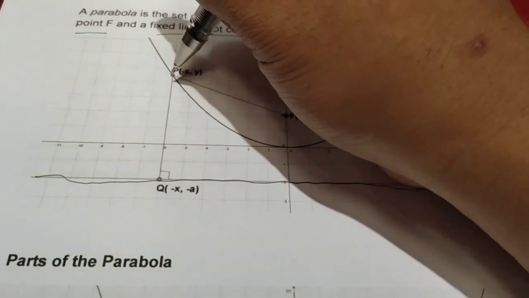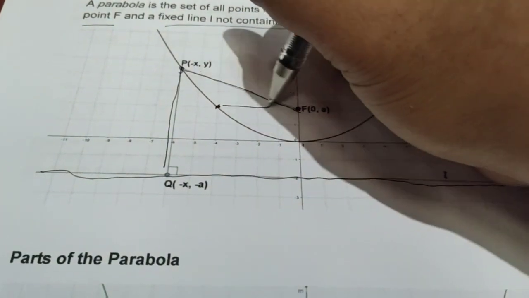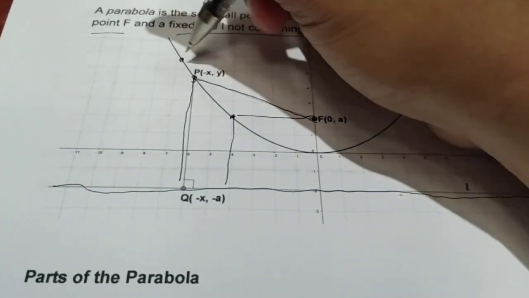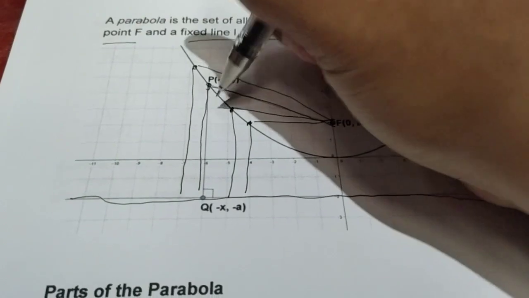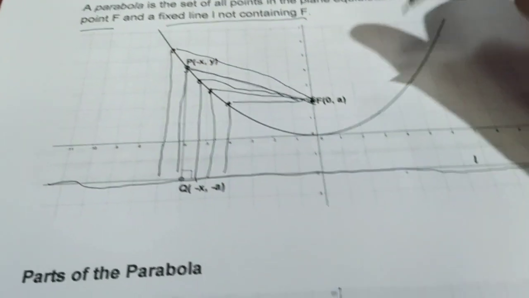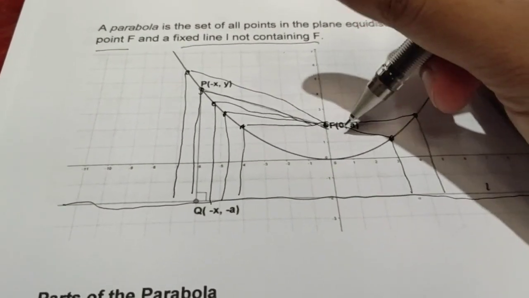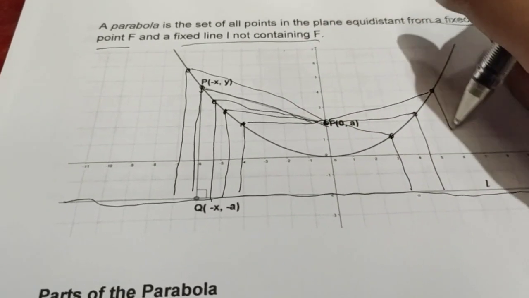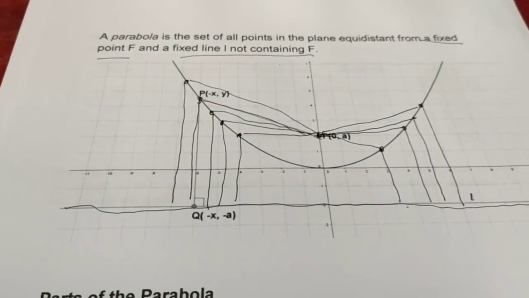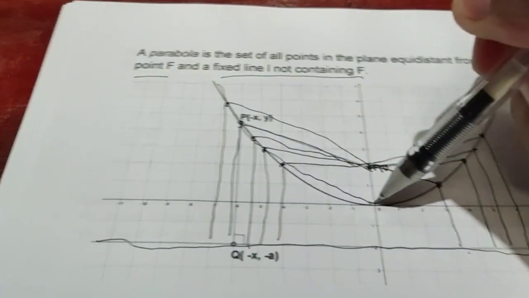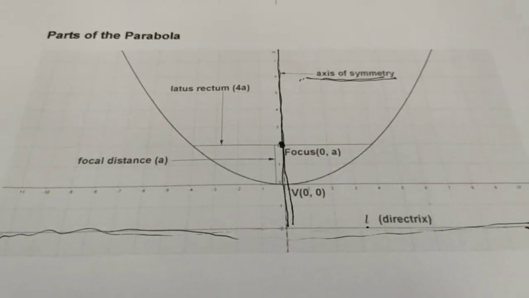So if we try to get all points equidistant from F and L, not containing F, then we can form a parabola. Let's move to the parts of the parabola.